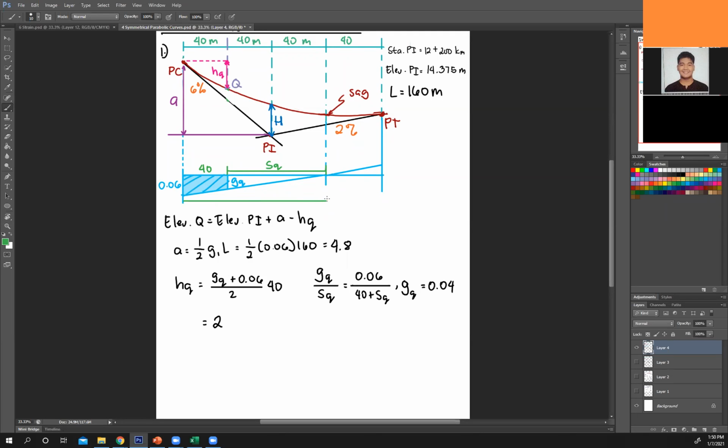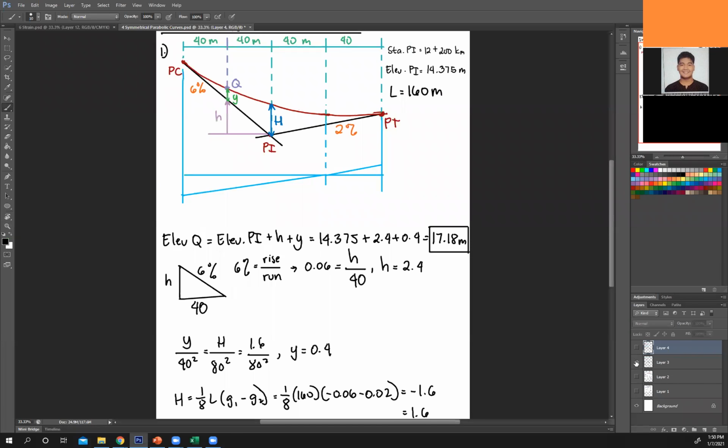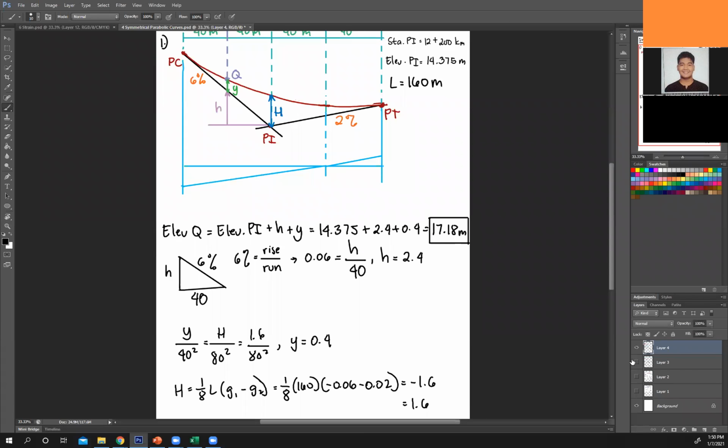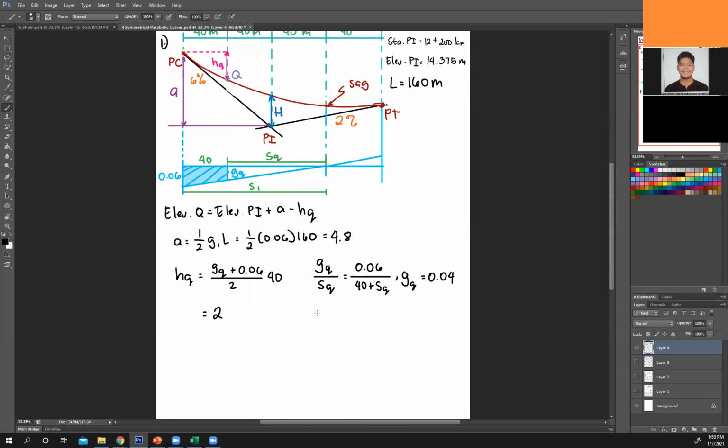So remember, from PC to the summit or sag, that's your S1. So SQ is just S1 minus 40. Now I need to solve what S1 is. Did we solve for S1 earlier? Nope, we did not. Okay. So the equation for S1 is just in your notes.